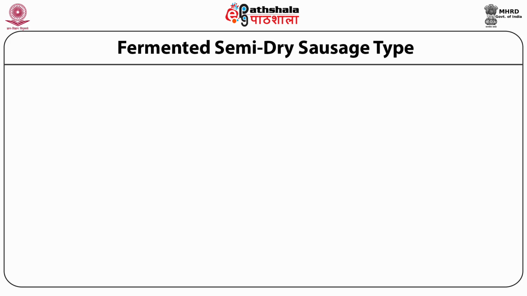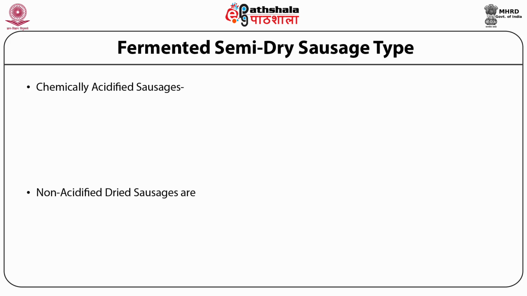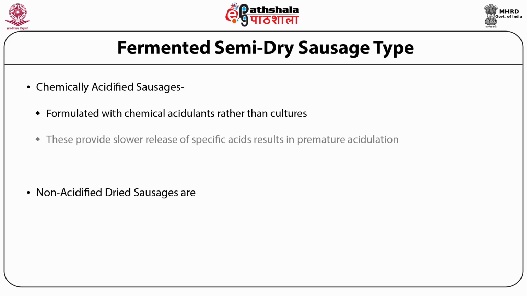There are two types of fermented semi-dry sausages, that is chemically acidified sausages and non-acidified dried sausages. Some dried meat products are formulated with chemical acidulants rather than starter cultures, which accelerate the process by eliminating the fermentation period. These chemical acidulants provide a slower release of the specific acid as opposed to addition of the straight acid into the meat mix, in order not to result in premature acidulation before the meat matrix is established.